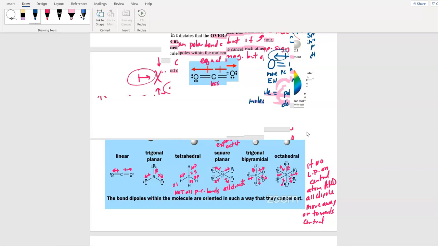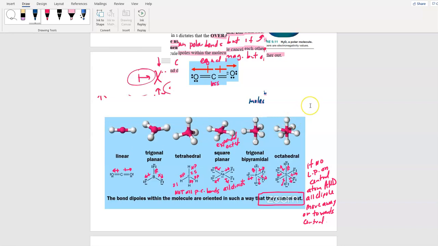But beware of the lone pairs on the central atom. So if there are no lone pairs on the central atom and all dipole movements either go away or towards the central atom, then they will always be nonpolar. The bond dipoles within the molecule are oriented in a way where they cancel out. They should be the easiest ones to find, okay? So just beware if it has lone pairs.